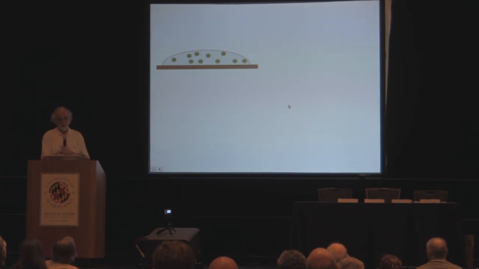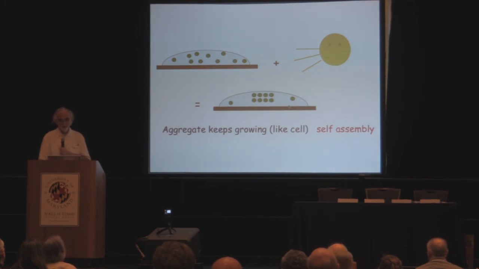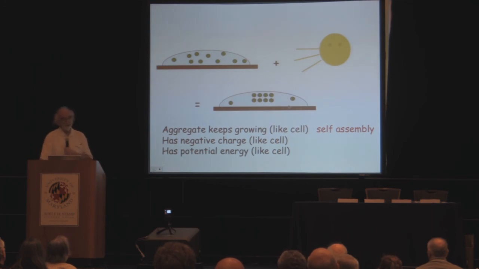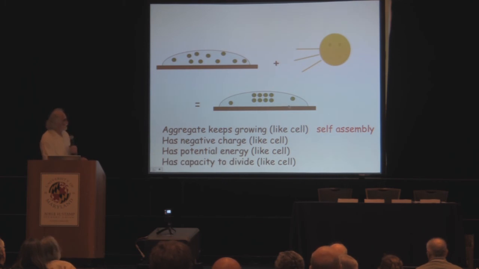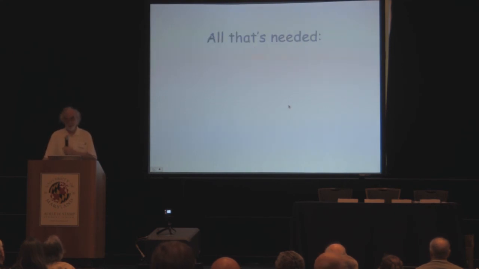So you start with something that may look like this, some molecules in water, you add sunlight, and what happens is they come together because of the light mechanism, just like the cloud. And the aggregate keeps growing just like the cell. It's a kind of self-assembly. It has negative charge just like the cell. It has potential energy just like the cell. And it has even the capacity to divide. If you change the local pH here, they'll come apart. So step one in the origin of life might be a simple light-induced aggregation.